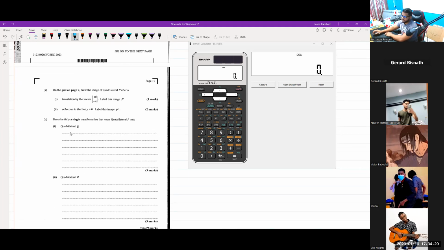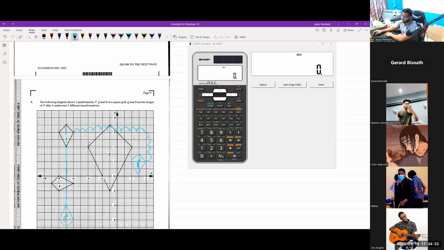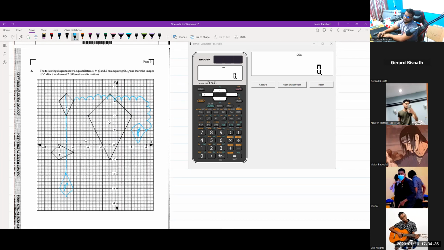Describe fully a single transformation that maps quadrilateral P onto quadrilateral Q. All right, so one time it's an enlargement with a scale factor, correct? Now we had to figure out what the scale factor is, and we could measure it. An easy one to measure is the line down the middle, because every single dimension will be increased by that scale factor.